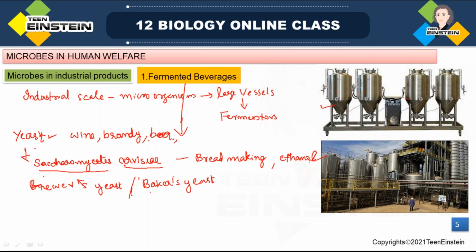Malted cereals and fruit juices are fermented by using Saccharomyces cerevisiae to produce ethanol. Here we mentioned that ethanol is produced by the fermentation of malted cereals or fruit juices with the help of this yeast, and different types of alcoholic drinks are produced. When it is fermented with the help of Saccharomyces cerevisiae or yeast, it produces ethanol.